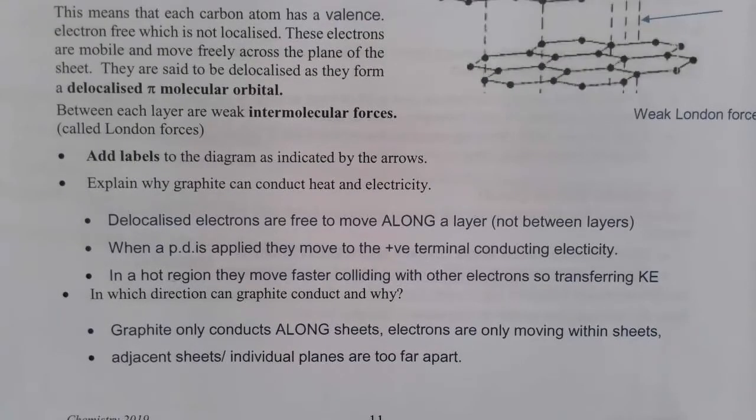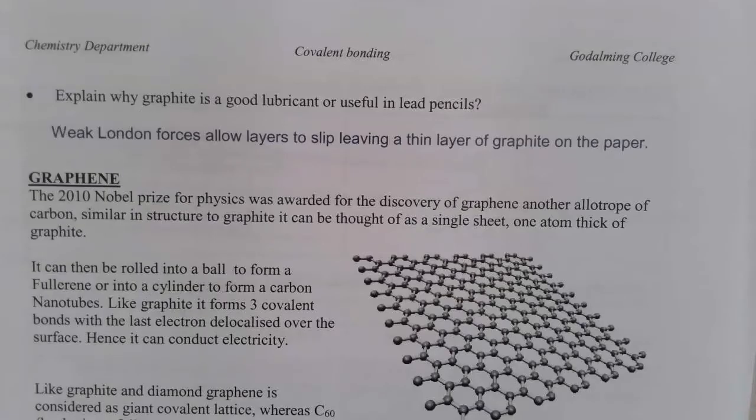And this helps to explain why graphite can conduct both electricity and heat, because these electrons are free to move along a layer. They can't move between the layers, but usually there's enough of a path that they can sort of form a wiggly line through. They also conduct heat very well because the electrons collide with each other and transfer kinetic energy throughout the structure. Technically, graphite only conducts along the sheets because it can't conduct across the layers.